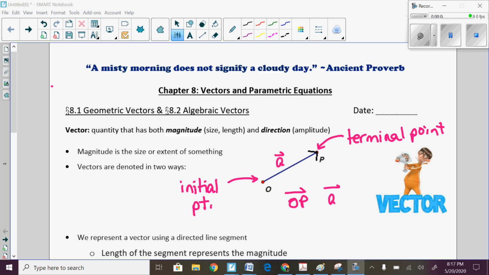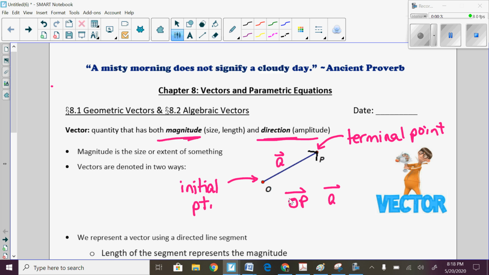This is very exciting. Our last chapter will be on vectors. And vectors, if you look at this vector, it looks a lot like a ray that we studied in geometry. A vector will have both magnitude and direction, and I'll get into that in a second. Notice the different ways we can label the vector.